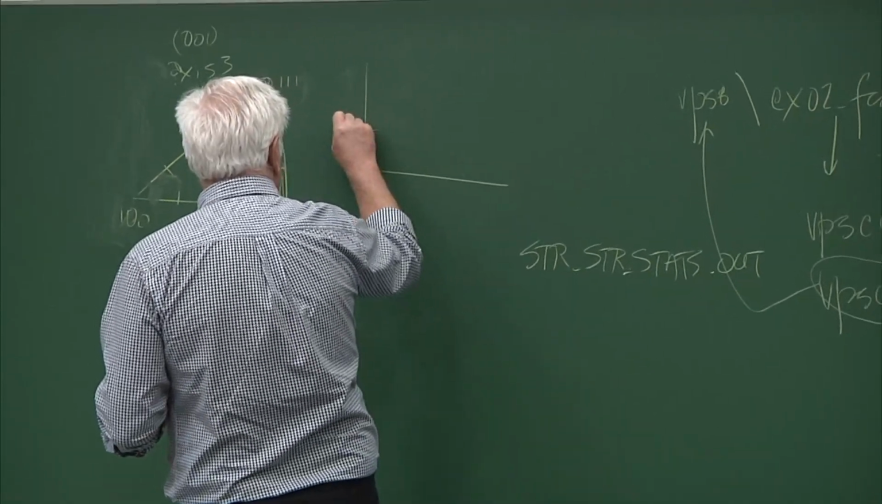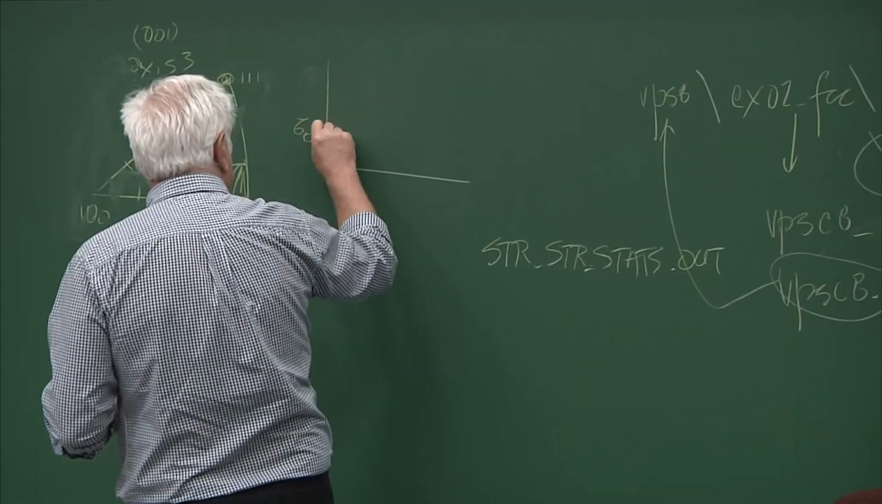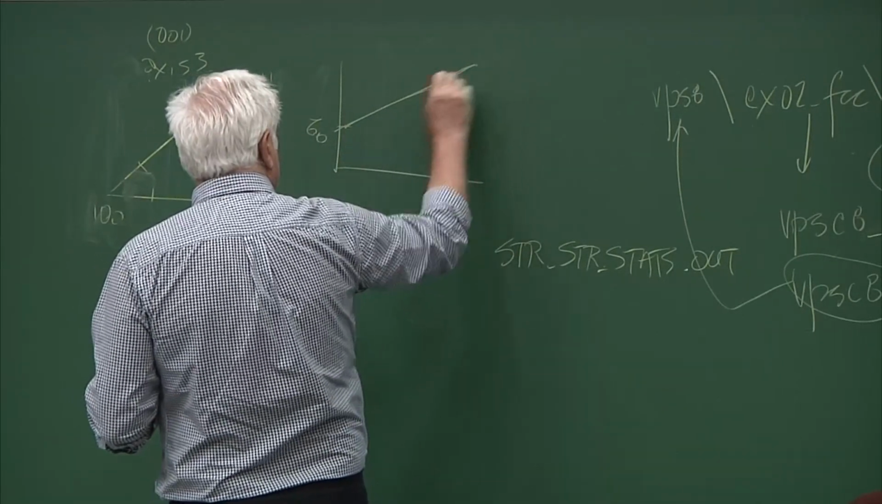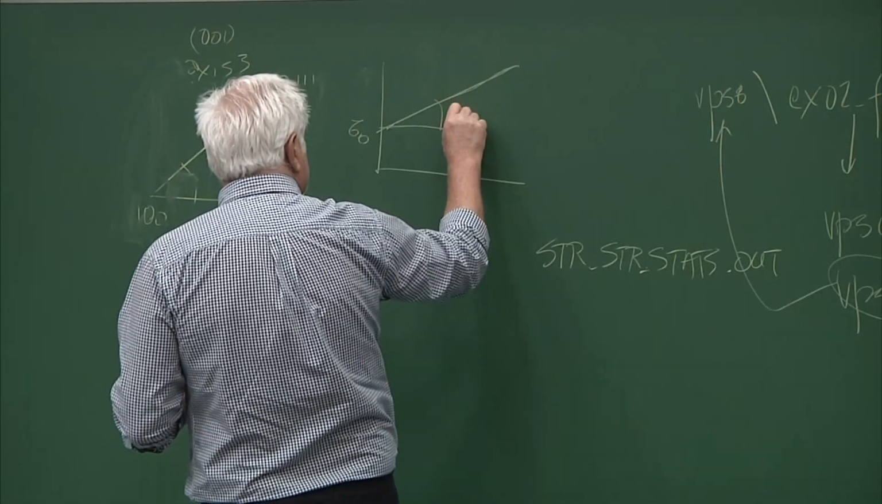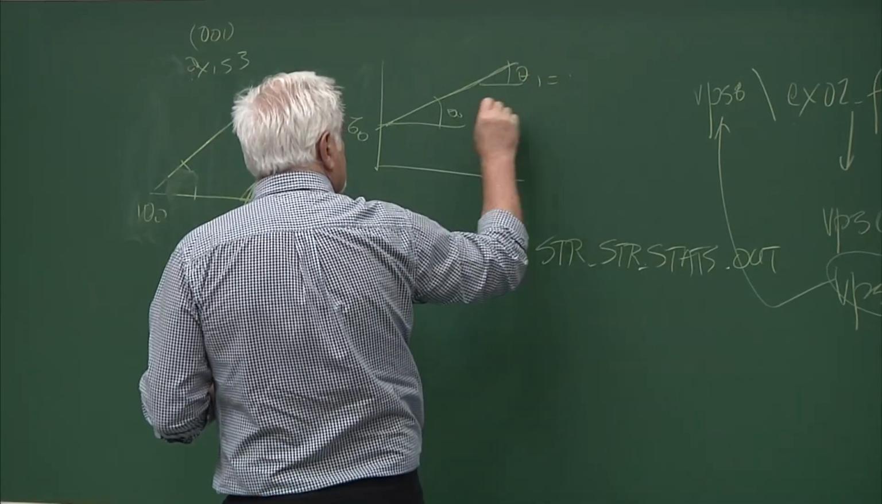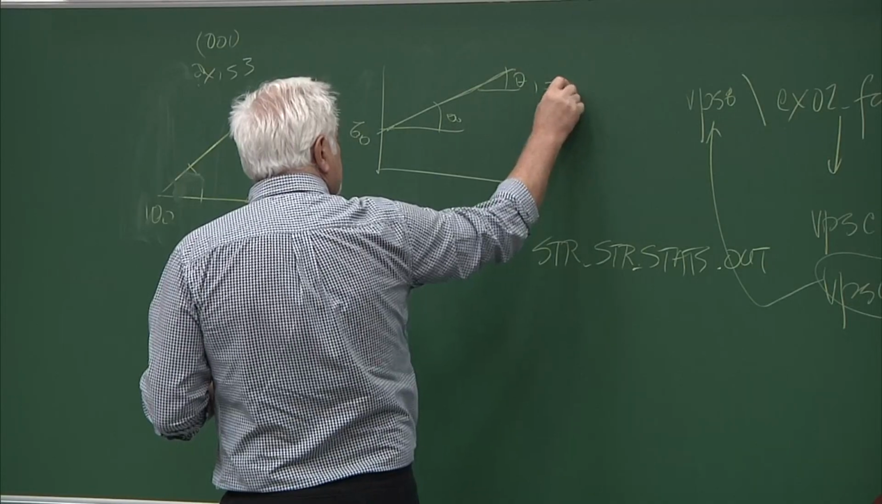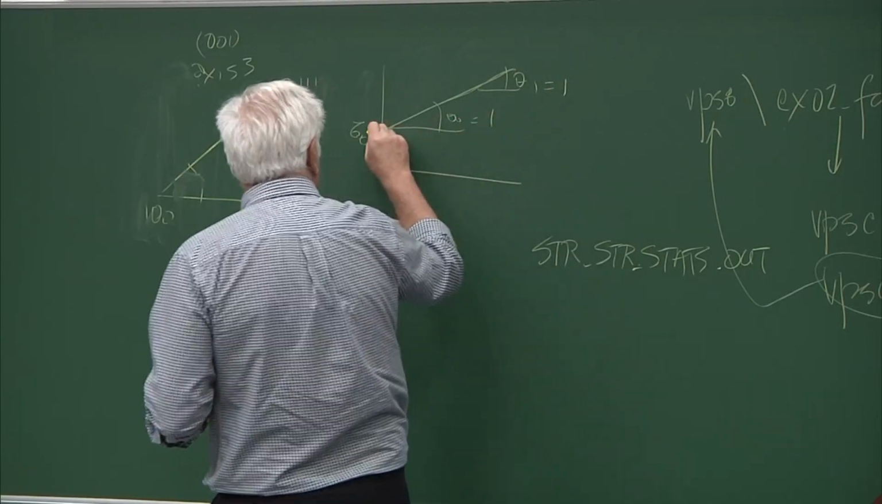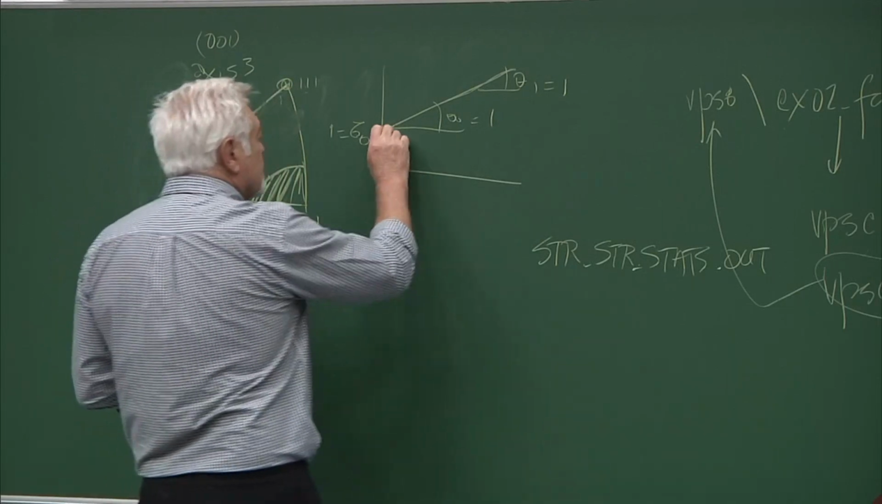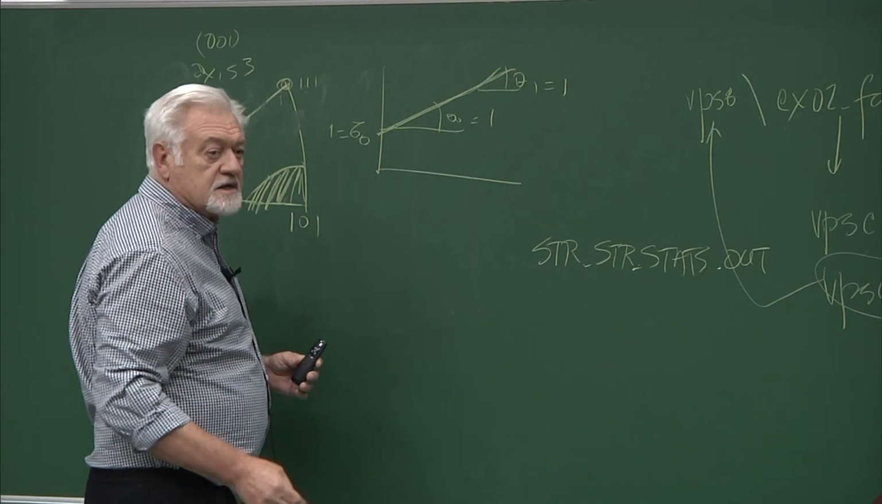So you start at tau 0 here, and by making theta 0 and theta 1 equal to 1, tau 0 is also equal to 1. You can give any value. Now we have a hardening material.